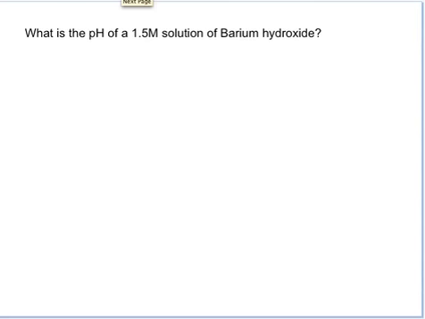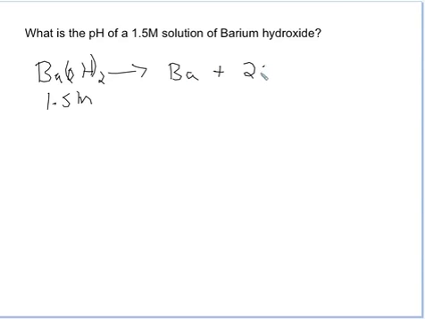Now here's a little bit different type of problem. We have barium hydroxide, and it is 1.5 molar. When you put barium hydroxide in water, it's going to dissociate into barium plus 2 hydroxides. What's important about this is that for every 1.5 moles that decomposes, you're going to get 2 moles of hydroxide per mole. So you have to double the molarity here.